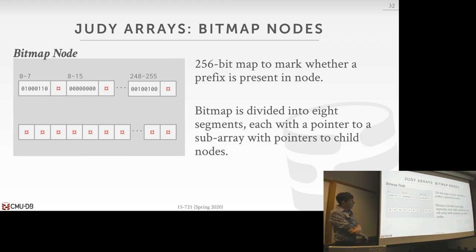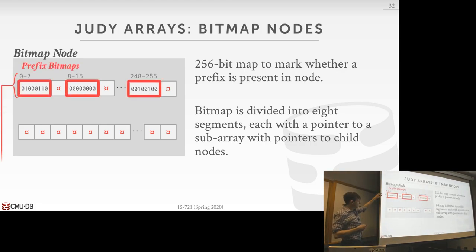So the next node type is the bitmap nodes, and this one's a little bit more tricky. The idea here is that we're going to break up the digits that we're representing in this node into 8-bit chunks. Think of these parts here as all the offsets that represent the particular digit value for this node, right?